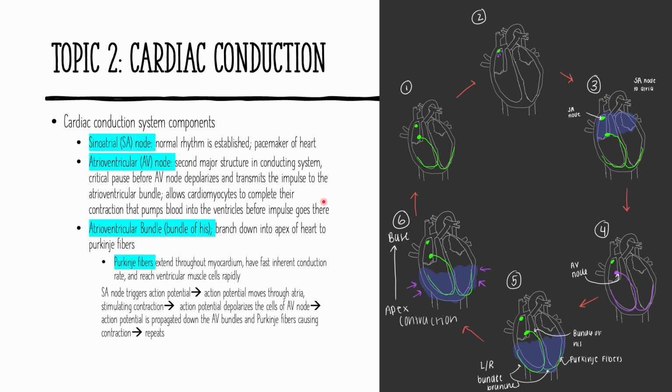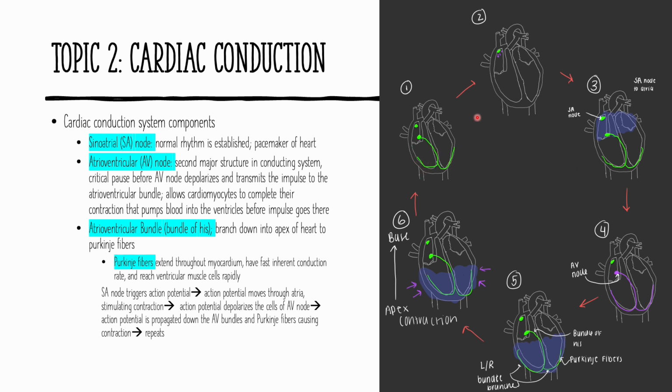Then we also have, which I briefly just mentioned, the atrioventricular bundles, and they branch down into the apex of the heart and into the Purkinje fibers. And so these Purkinje fibers extend throughout the myocardium. They have a fast inherent conduction rate and can reach the ventricular muscle cells very rapidly.